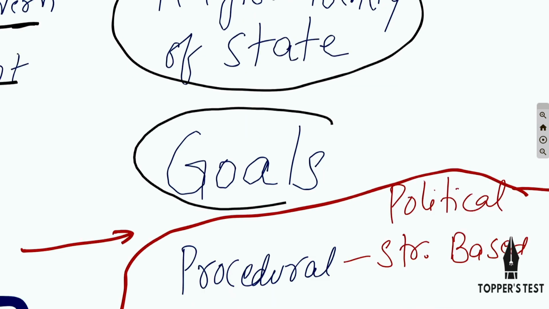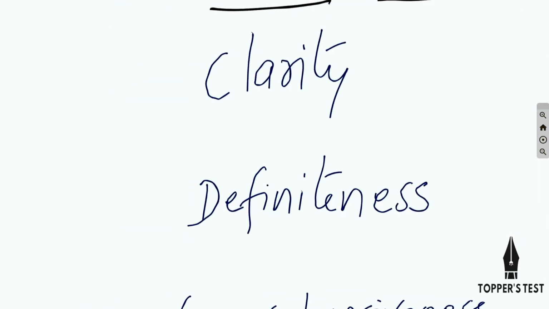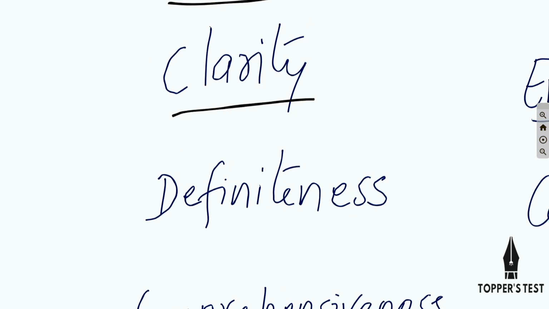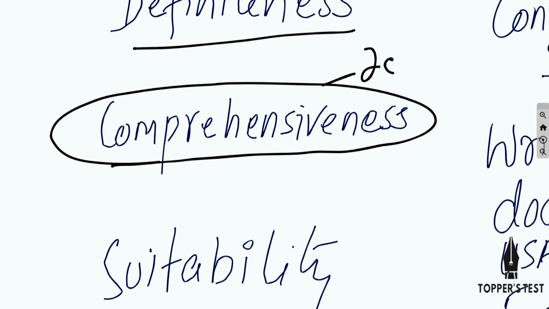Another thing is that it has to tell about the goal of the constitution or the constitution makers. Other things are the qualities of the constitution: it must have brevity, that is precision, and clarity, definiteness. It should not be ambiguous in such a way that the interpretation becomes different for different people. And it should be comprehensive. Comprehensive means detailed in such a manner that it is very much understandable.